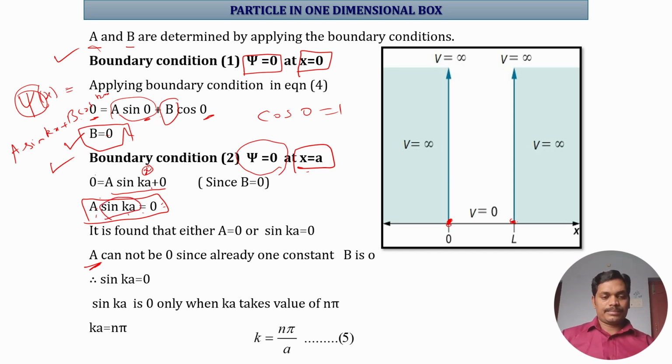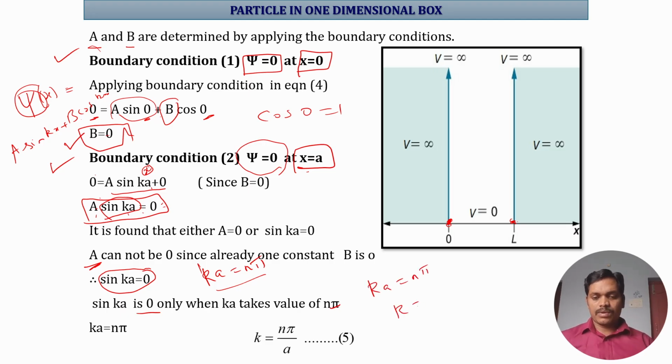sin ka equal to 0. So here the important idea we have to understand is sin ka is 0 only when ka takes the value of n pi. Since we know sin n pi, for whatever the order, is 0. So sin ka is 0 only when ka takes the value of n pi. That's what I have written in the equation here. So from this equation, ka equal to n pi, and from this k equal to n pi by a. So this is the k equation, represented as equation 5 here.